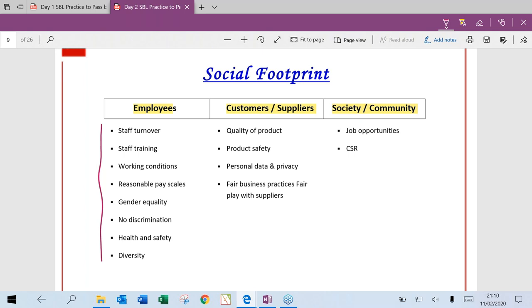When we talk about customers or suppliers, what kind of things do we look at? Quality of the product, product safety, personal data and privacy, fair business practices, fair play with suppliers. All these are covered under customers and suppliers. And when we talk about society and community, it talks about job opportunities and CSR.